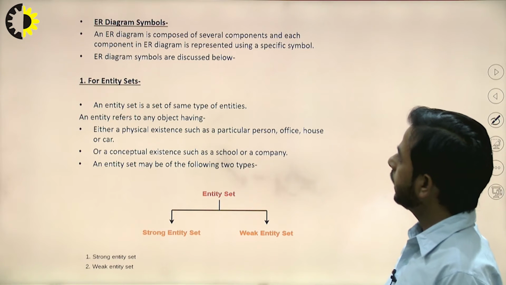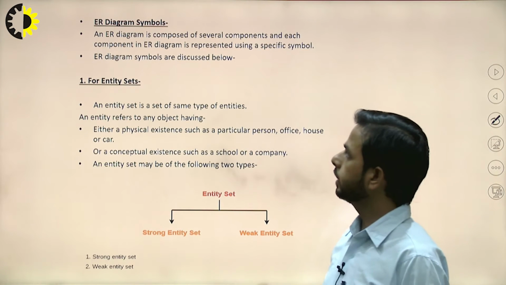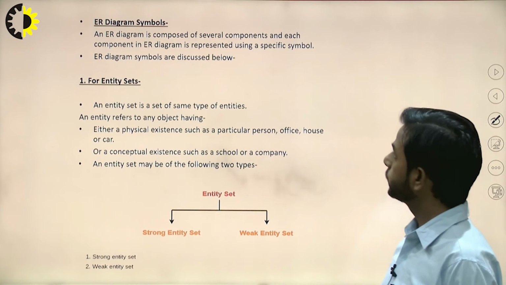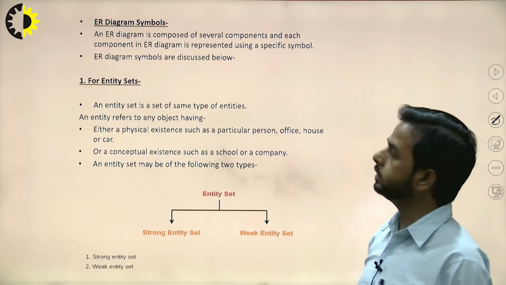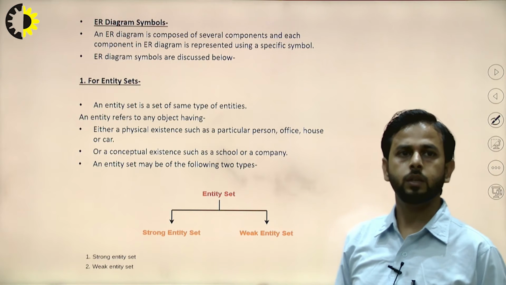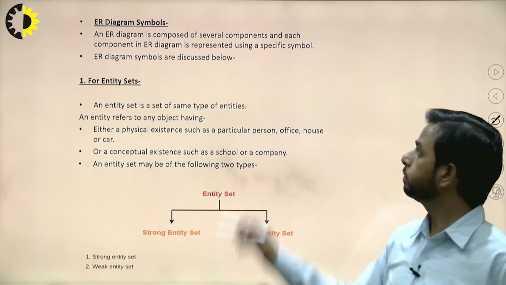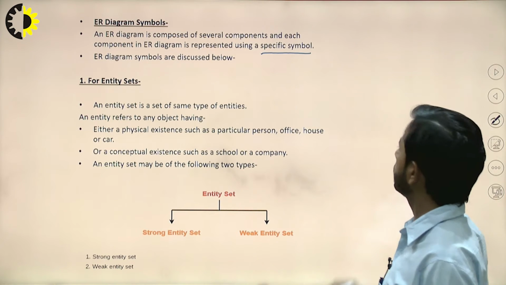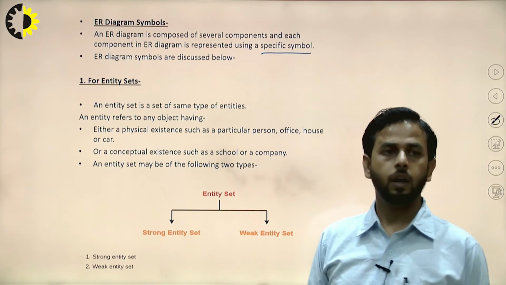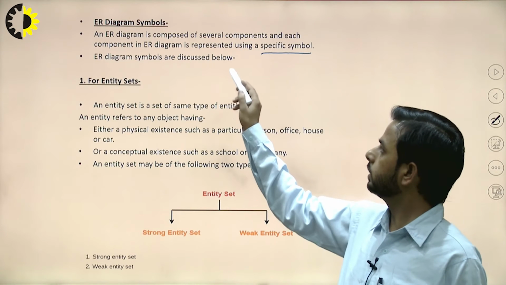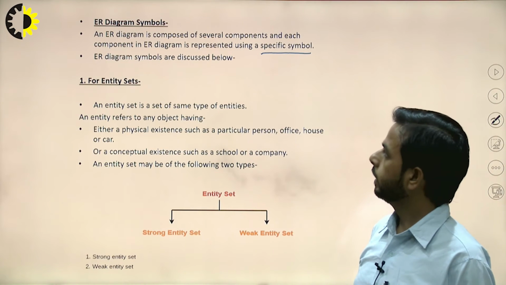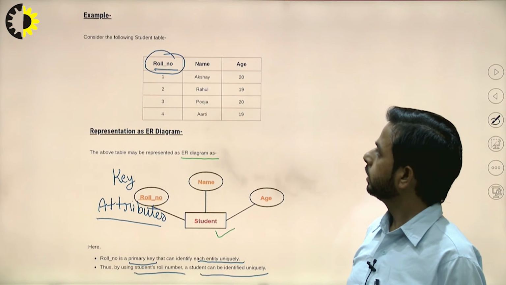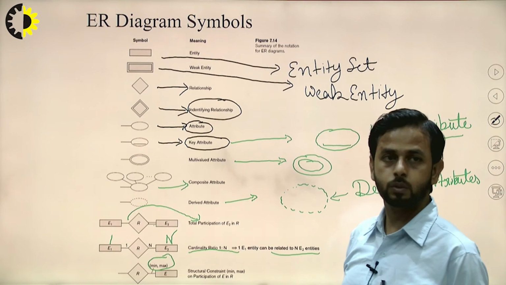Next, see ER diagram symbols. An ER diagram is composed of several components, and each component in an ER diagram is represented by a specific symbol. The ER diagram symbols are discussed below. So here are the ER diagram symbols.